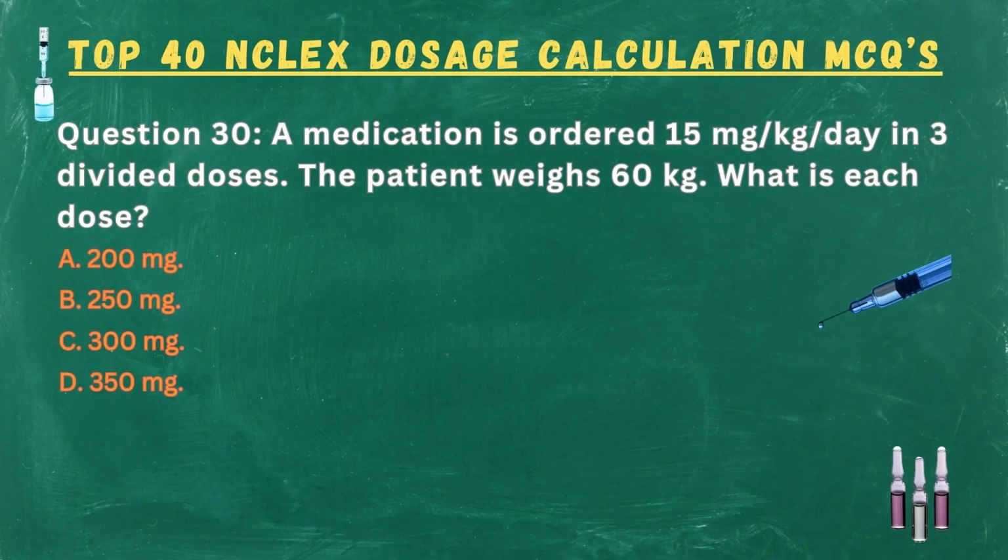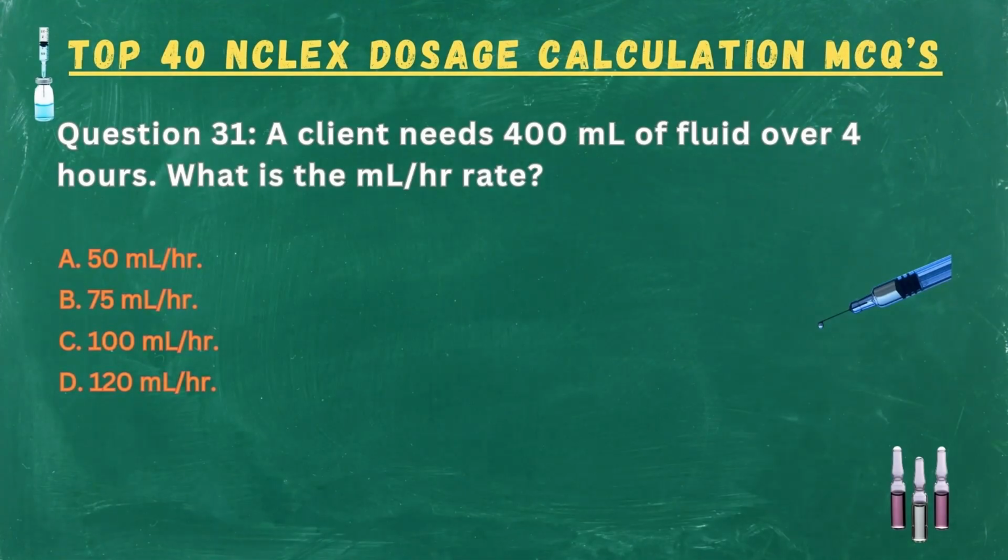Question 30. A medication is ordered 15 milligrams per kilogram per day in 3 divided doses. The patient weighs 60 kilograms. What is each dose? A. 200 milligrams. B. 250 milligrams. C. 300 milligrams. D. 350 milligrams. Answer: B. 300 milligrams.